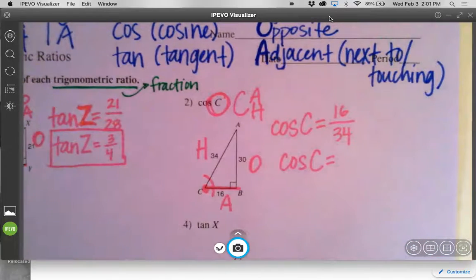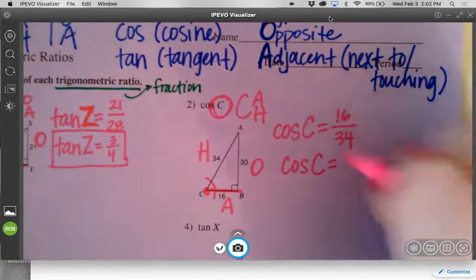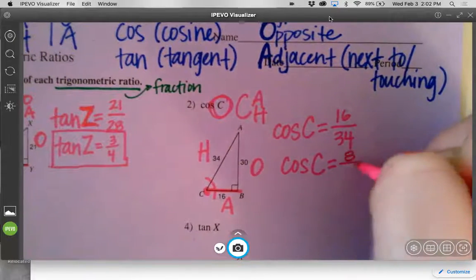It really only gets hard when you try to do too many new things at one time. And so I like to take trig real slow, and we just spend one day setting up fractions and typing stuff in the calculator. And then the next day we solve for some missing parts that are pretty easy. And that's pretty much all there is to it. So these are both even. It's going to be 8/17 is the simplified version.